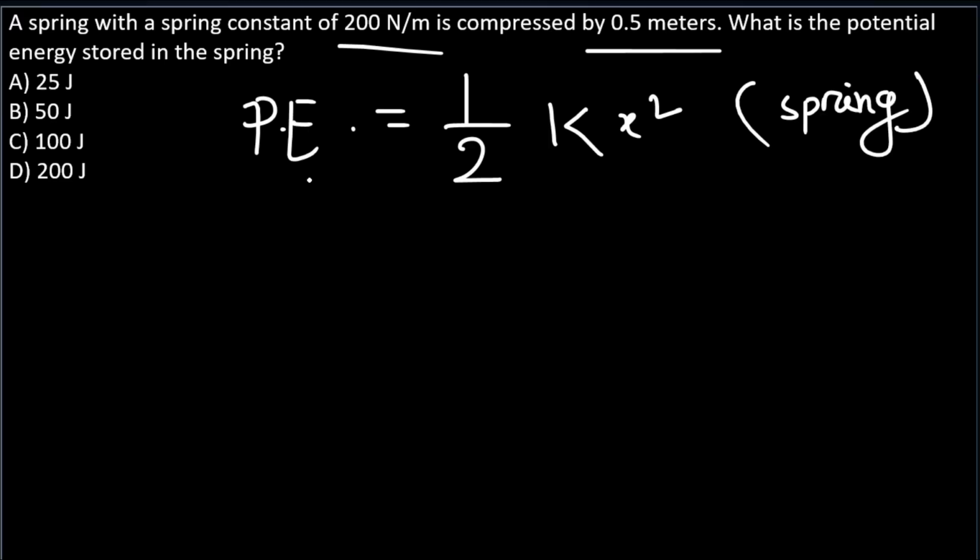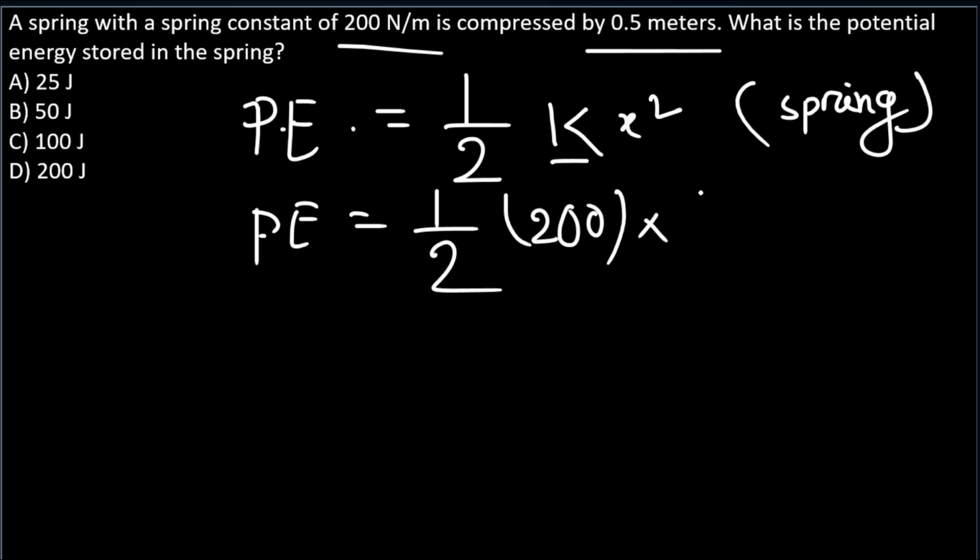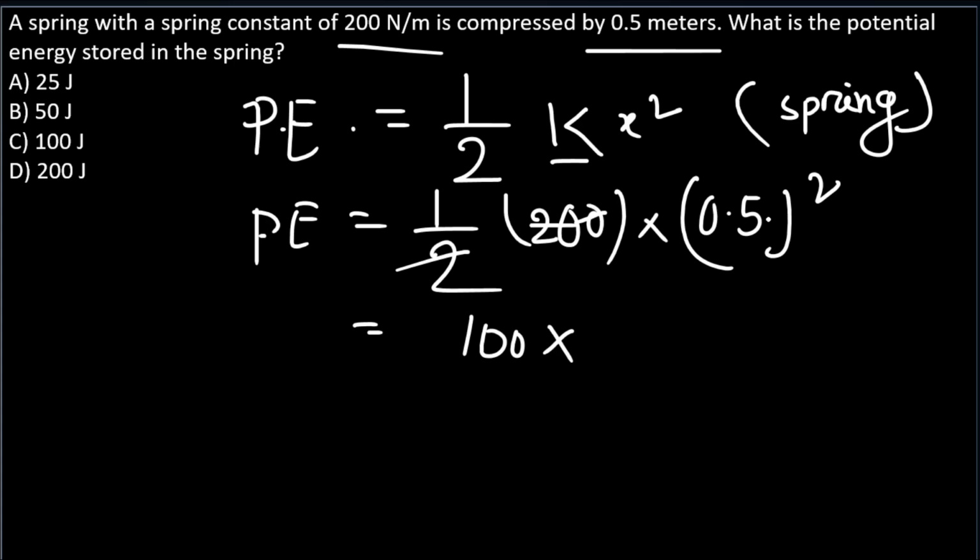This is the energy equation. So we need to find the value: PE equals half times the spring constant k, which is 200, times 0.5 meter, the whole square. So here we need to calculate: the 2 will cancel out 200, leaving 100. Then 0.5 times 0.5 equals 0.25.